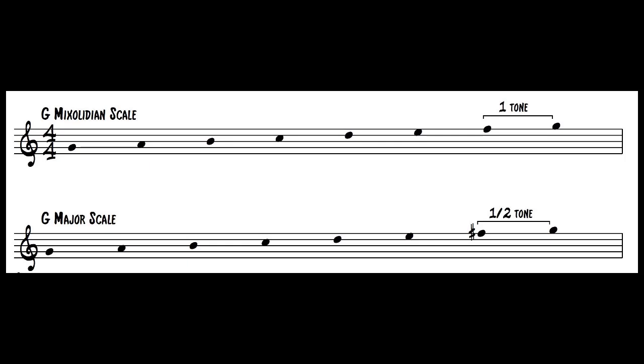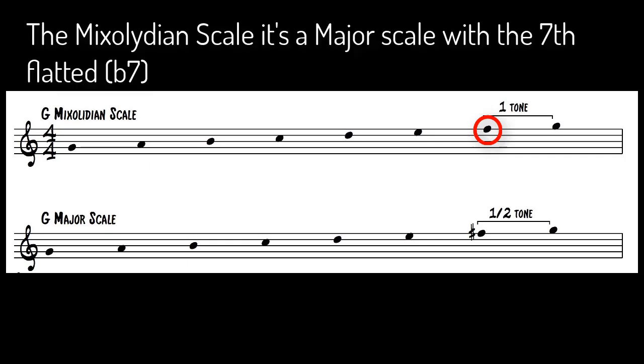Second concept that we have to understand is that we are working with a major scale. The structure of a Mixolydian scale is the same as the major scale. The only difference is one note, that is the 7. It's a major scale, this is the definition. A Mixolydian mode is a major scale with a flatted 7.